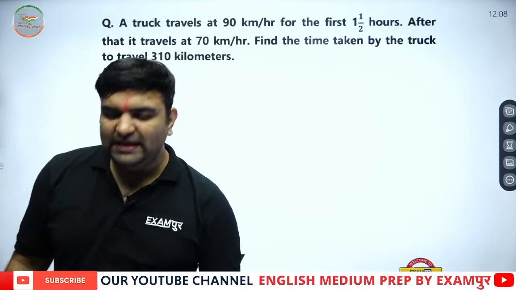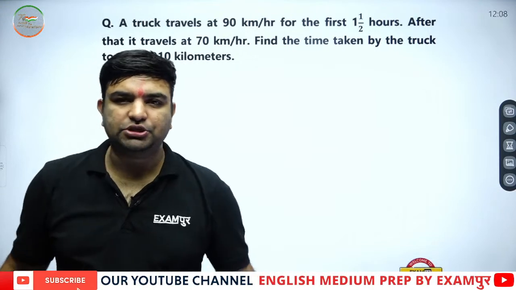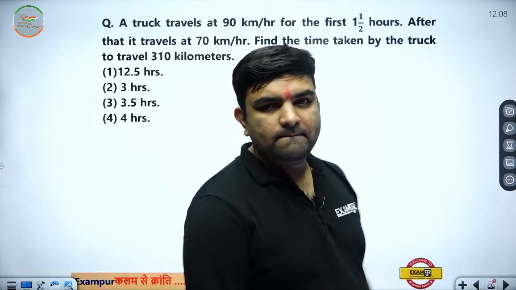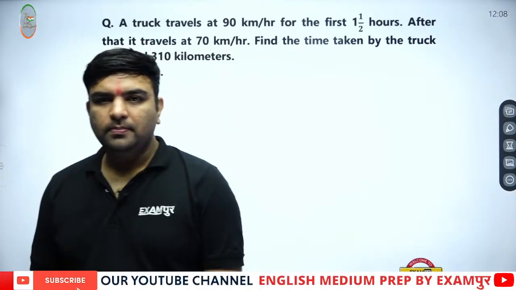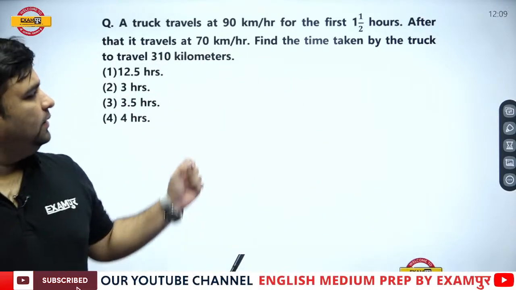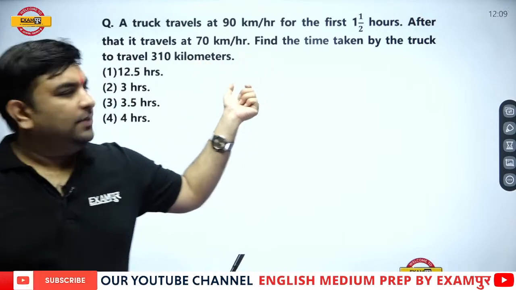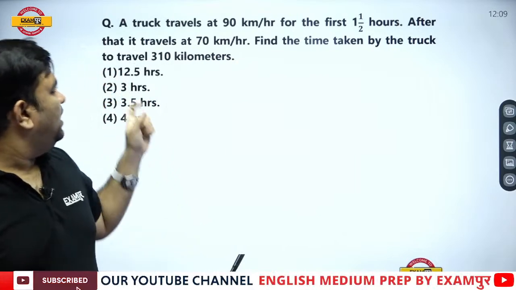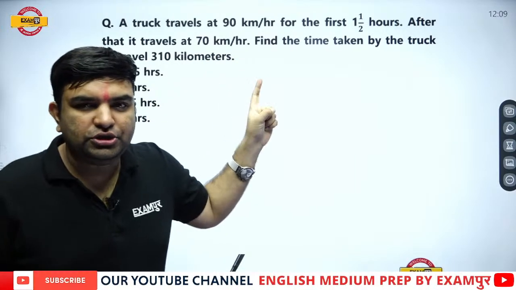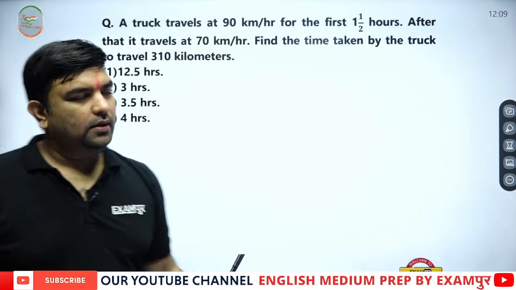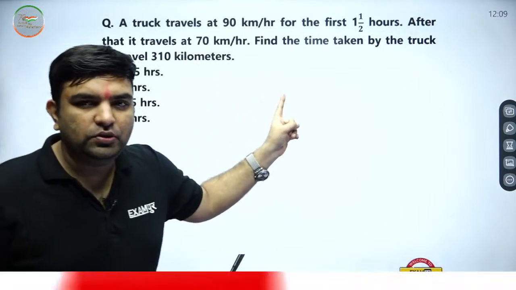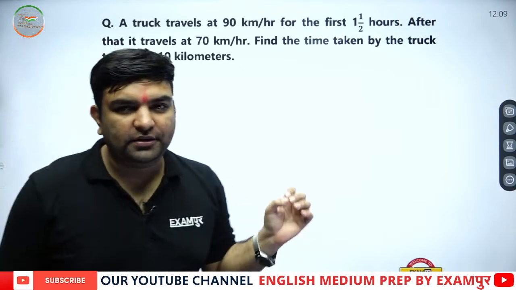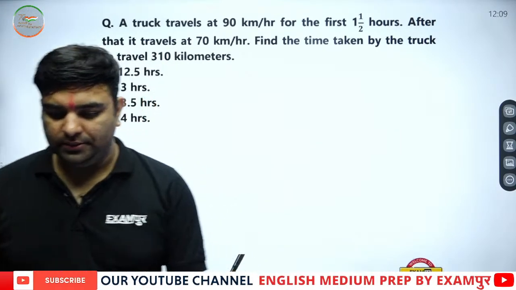Okay, so please attempt it, guys. Watch it. What is there in the question? A truck travels 90 km for the first half an hour. After that, its speed reduces to 70 km per hour. What is the time taken by the truck to cover 310 km?